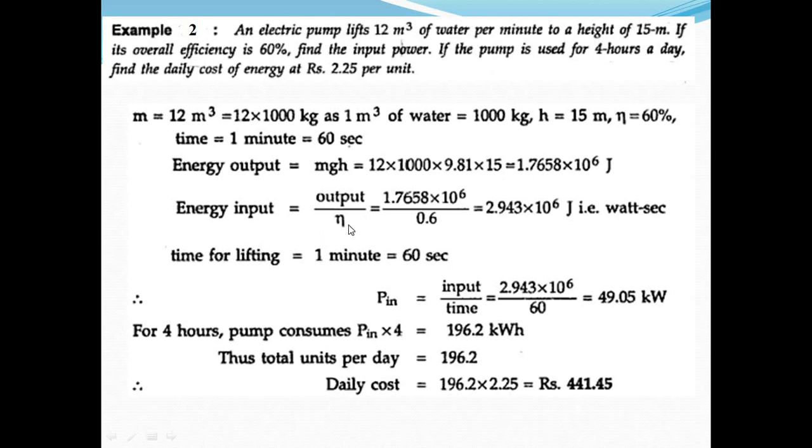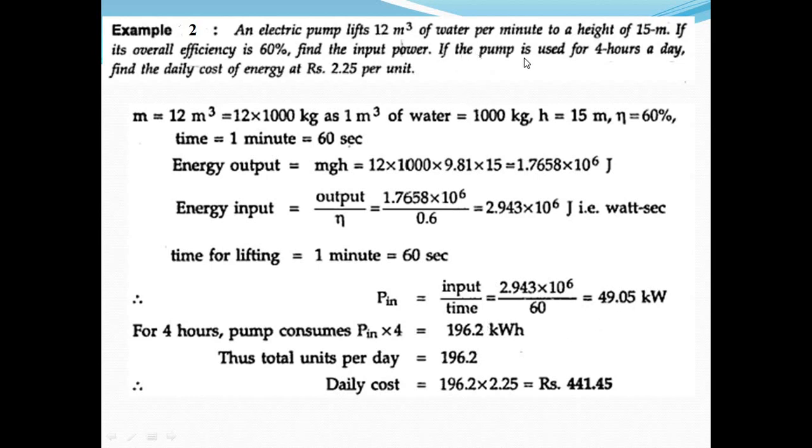Now the efficiency is known and the output energy is known. So by using the efficiency formula, input energy is equal to output upon efficiency. So this is the input energy of the system. Now what you have to find out is power. Power is energy upon time, and the time required for lifting the water is 1 minute, so convert into seconds. So input power is equal to input energy upon time.